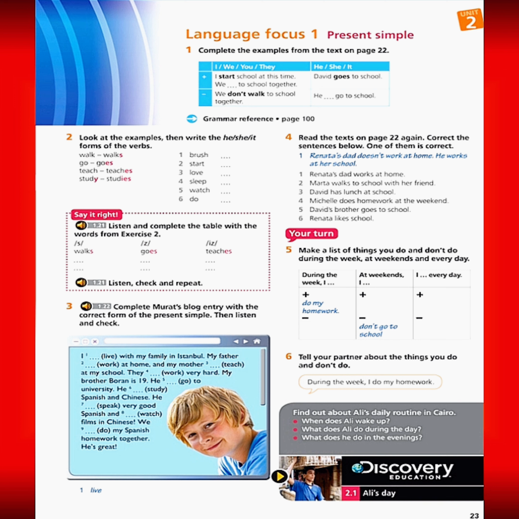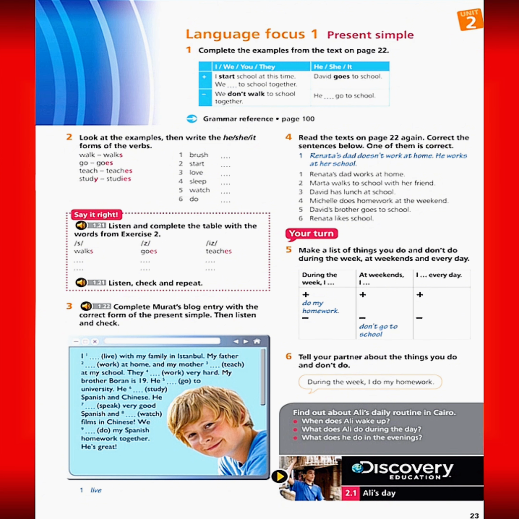Complete the sentences from the text on page 22. I start school at this time. We go to school together. David goes to school. We don't walk to school together. He doesn't go to school.